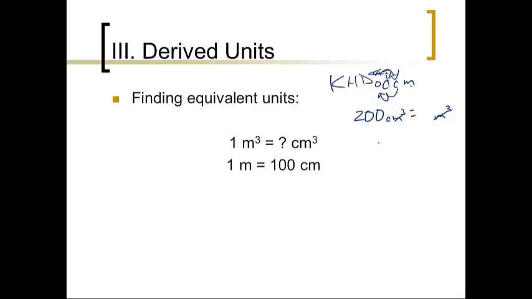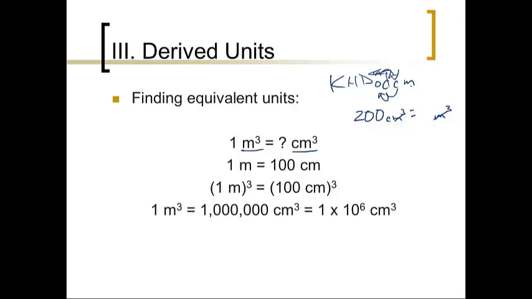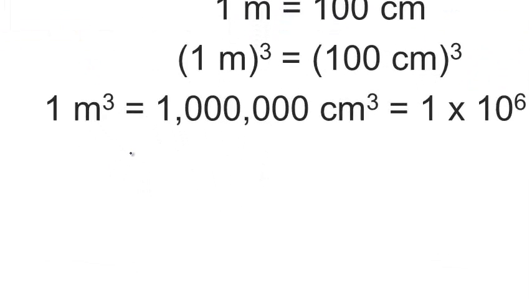So you know this equality, 1 meter equals 100 centimeters. How do I get from cubic to cubic, though? Well, I need an equality. If you cube the left side, you cube the right side, you come out with meters cubed and centimeters cubed. Cube 1, you get 1. Cube 100, you get 1 million. Okay, so this is your equality. 1 cubic meter is 1 times 10 to the 6th cubic centimeters. That is what you'd have to do.